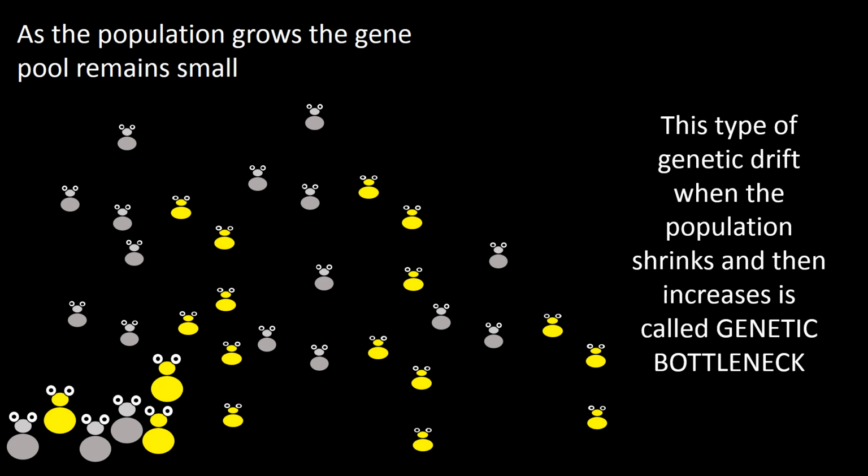Now this type of genetic drift isn't called founder effect. What this is when you get a large population that is suddenly reduced and then regrows again, we call this a genetic bottleneck. So the two types of genetic drift are founder effect and genetic bottleneck.